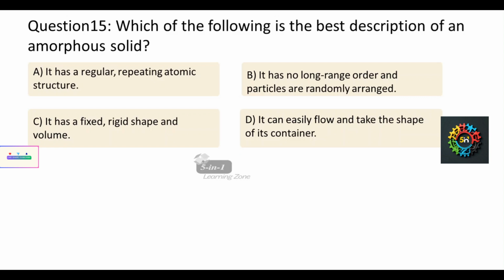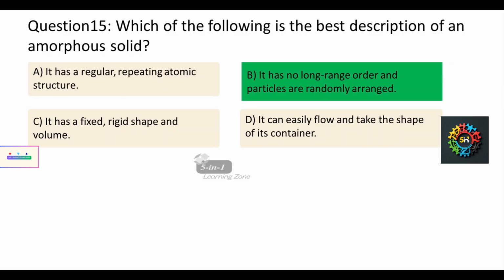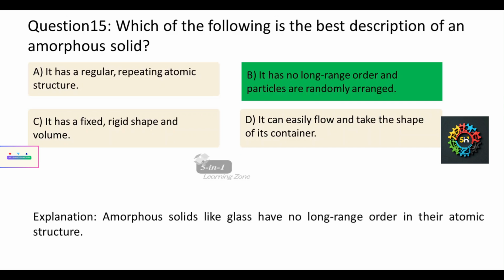Question 15. Which of the following is the best description of an amorphous solid? Correct answer: B. It has no long-range order and particles are randomly arranged. Explanation: Amorphous solids like glass have no long-range order in their atomic structure.